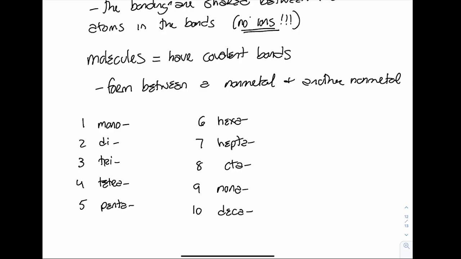Mono, most people know is 1, di, tri, those seem pretty straightforward. The ones that folks tend to struggle with are hepta for 7 and then nona for 9, just because we don't use them so much. But these are going to be our Greek prefixes.